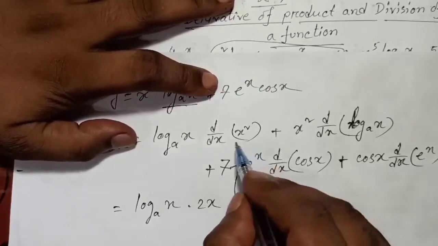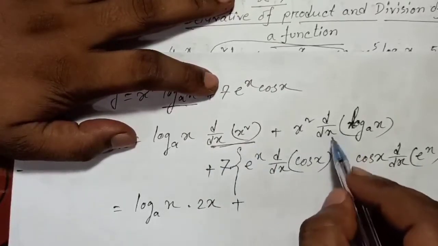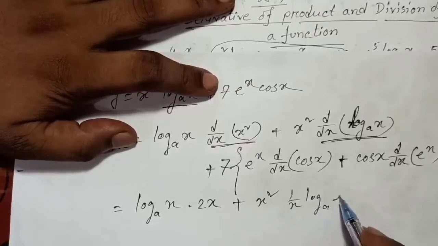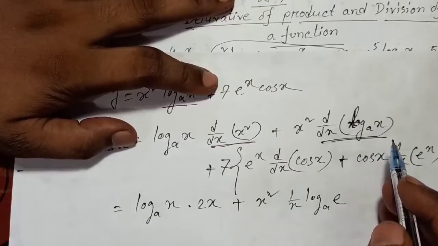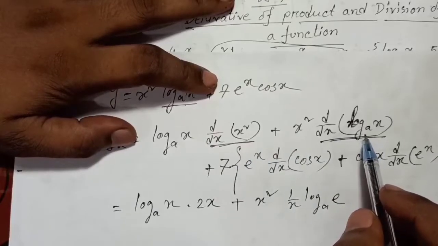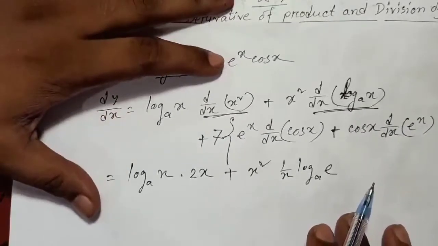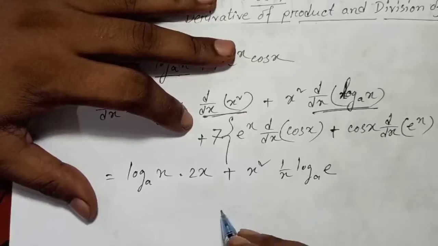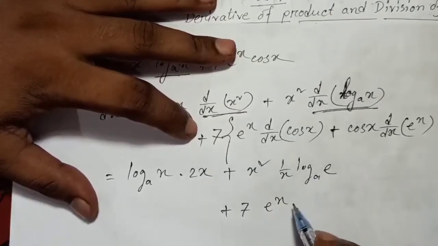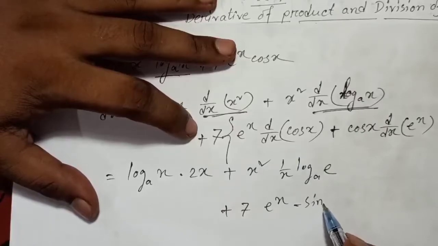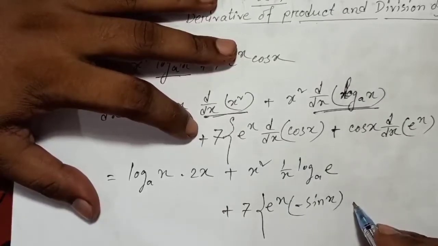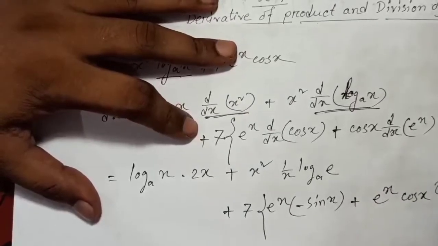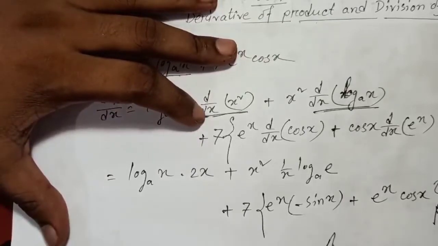x squared times d/dx of log base a x. So x square, and here the formula will be 1 by x log base a e. One thing I want to share with you is that these are formulas you will find in any book, so I'm doing it by formula, I'm not deriving it right now. And then 7 e to the power x cos x: the derivative of cos x equals minus sin x, plus the derivative of e to the power x equals e to the power x, and cos x is a constant. So guys, here is our expected answer.